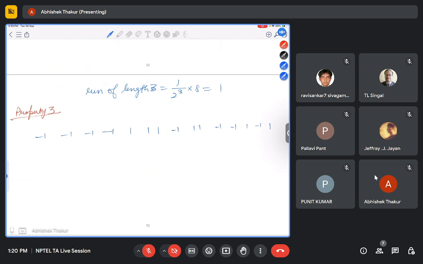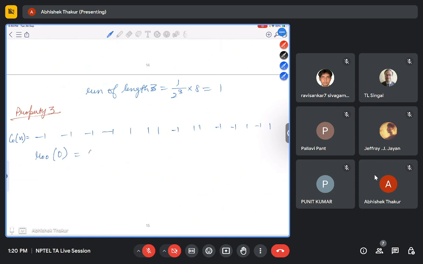So this is the BPSK chip sequence. Let's denote it by C of n. Now let us take the correlation properties of this sequence. Consider the correlation of this C naught with itself. So R naught naught 0, the correlation of sequence C naught with itself.